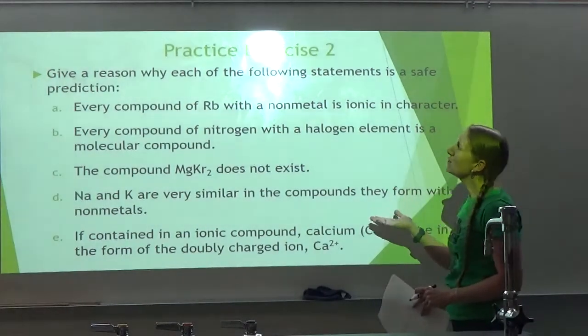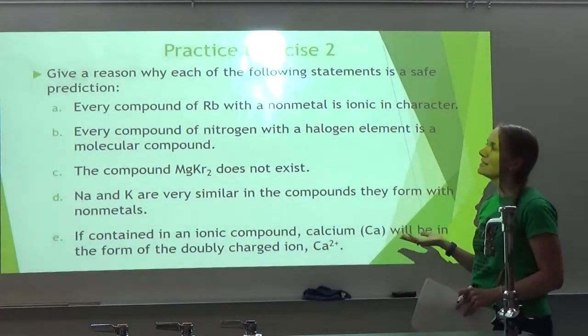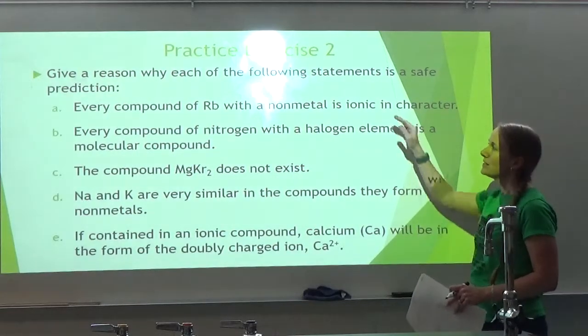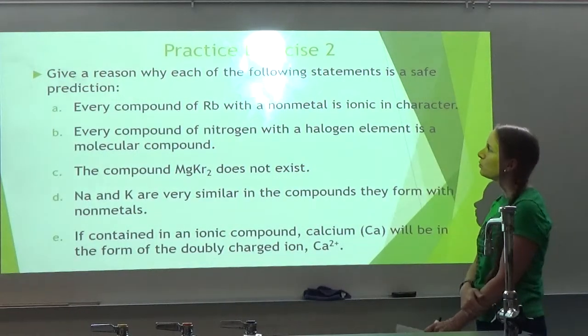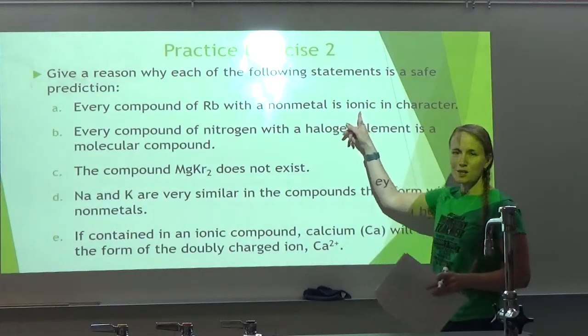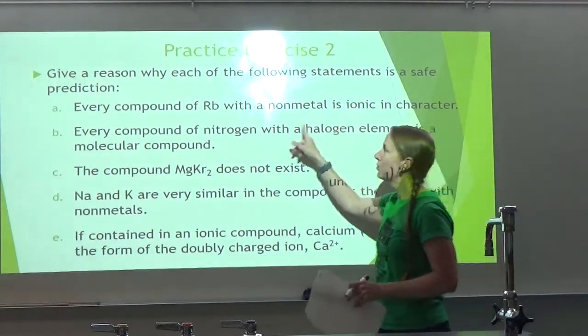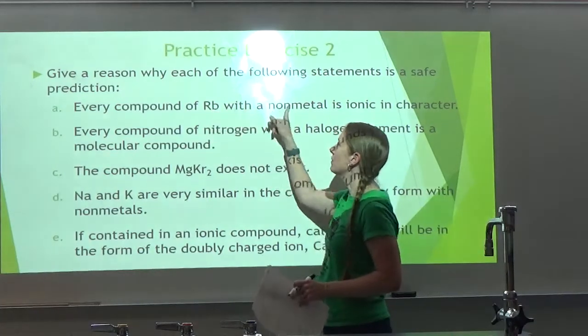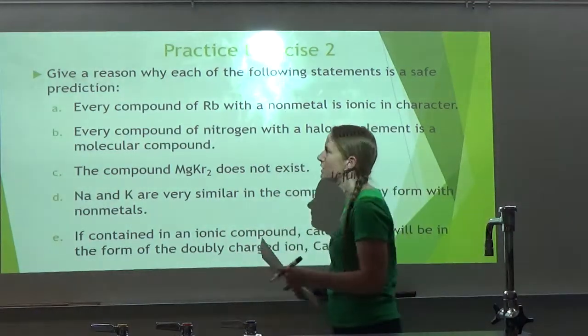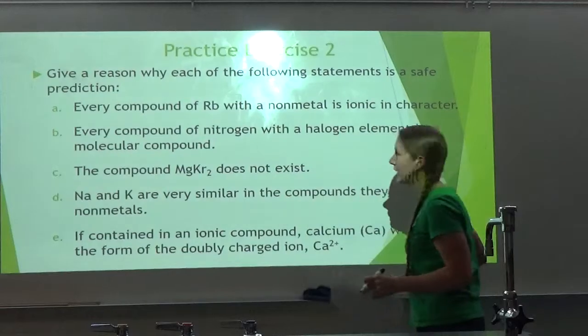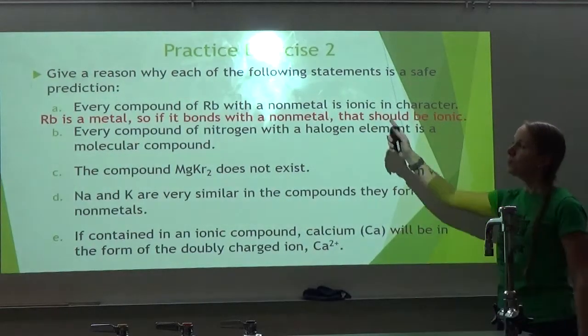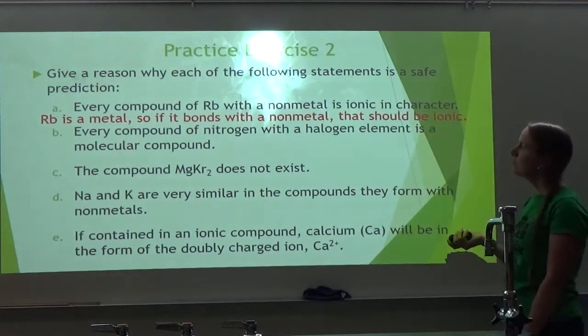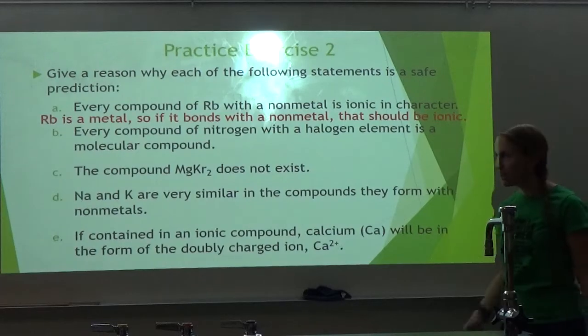So give a reason why each of the following statements is a safe prediction. So it says every compound of rubidium with a nonmetal is ionic in character. Well, we know ionic has to be a metal and a nonmetal. Well, rubidium is a metal. So if it bonds with a nonmetal, we would expect it to be ionic. So Rb is a metal, so if it bonds with a nonmetal, that should be ionic.